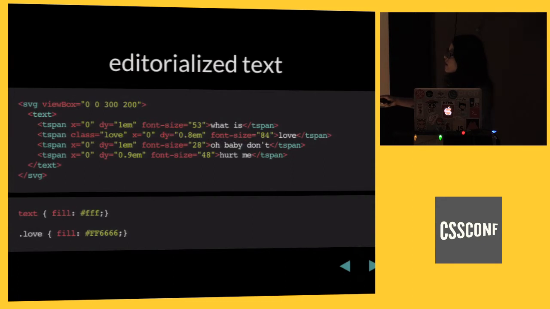So code looks like that. I won't go into super great details on the code examples, but these are here for reference if you guys want to look at the slides later. But you can see what's going on there. There's a text element, and there's these T-spans for every single line.